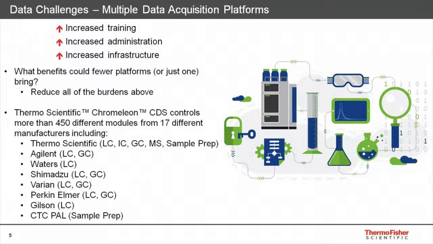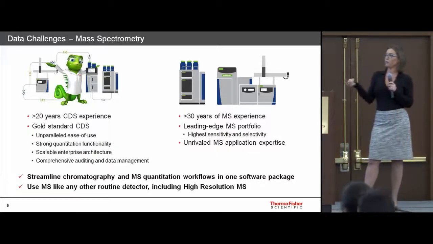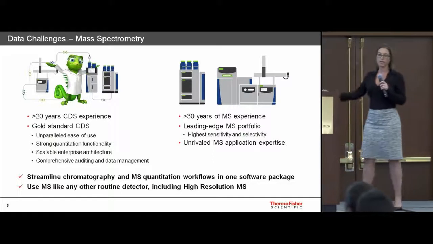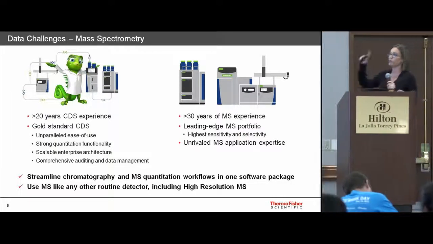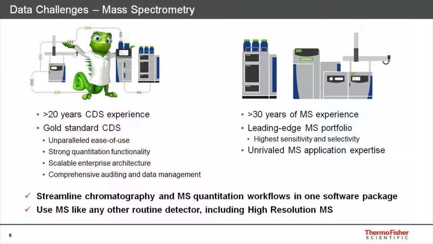Chameleon can control over 450 different modules from your major vendors. You have your Agilents, your Waters, Shimadzu, and then the latest and greatest is our Thermo mass spec capabilities as well. As I mentioned, we do have the mass spec. We have over 30 years of experience. Combined with that 20 years experience of Chameleon, you really have that comprehensive data management and quantitation there. As you all know, Chameleon is unparalleled ease of use. The enterprise capability is also there. We can talk about that later at the end of this presentation, so you can kind of see how that's set up.